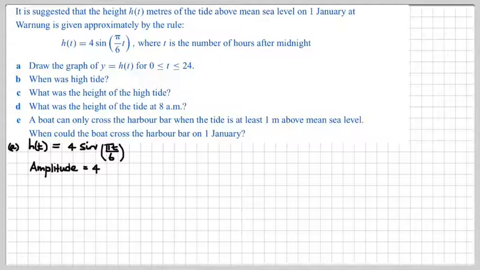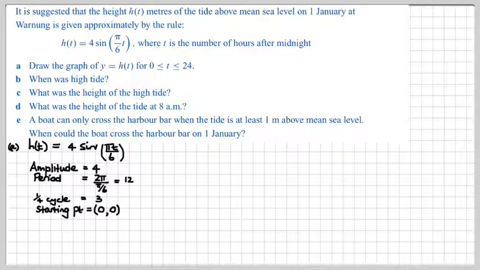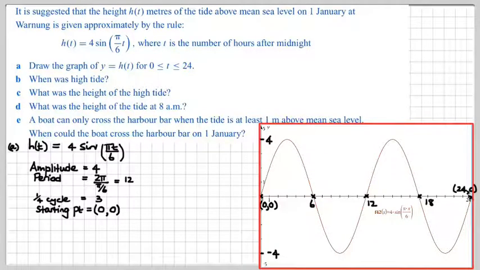The amplitude's 4. The period is 2 pi over pi on 6, which would be 12 hours, and that makes sense for tides anyway, because you do get 2 high tides a day, 2 cycles a day. A quarter of a cycle therefore would be 3 hours, wouldn't it? And the starting point, there's no horizontal or vertical translation, so the starting point would be 0 and 0, okay? That's pretty easy. And there's the graph. So that's a pretty straightforward graph. Here it goes, there's one cycle after 12 hours, the other cycle here over 24 hours. The amplitude's 4, quarter cycle is 3, everything's good. So we're off to a flying start, aren't we?